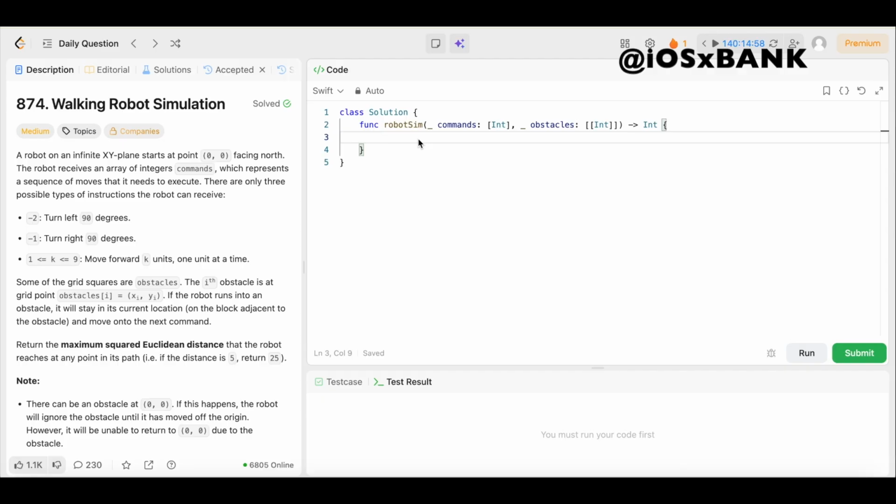All right, y'all, we're back again. Another day, another LeetCode problem where we're doing daily LeetCode problems. And today we have question number 874, Walking Robot Simulation. The difficulty level is medium, so you already know we're going to keep the solution as simple and easy to understand as possible.